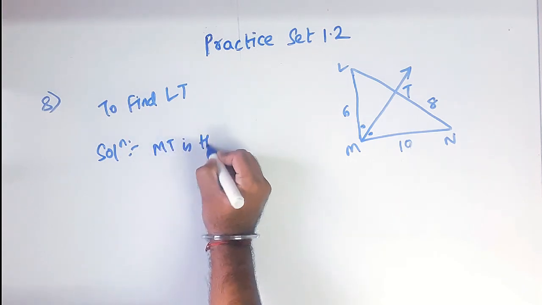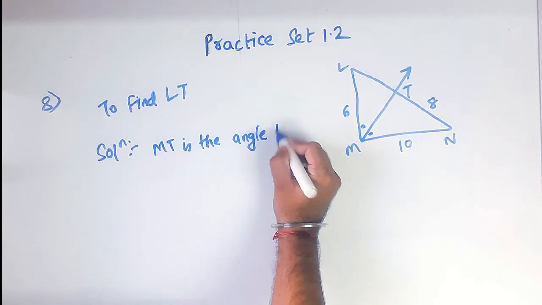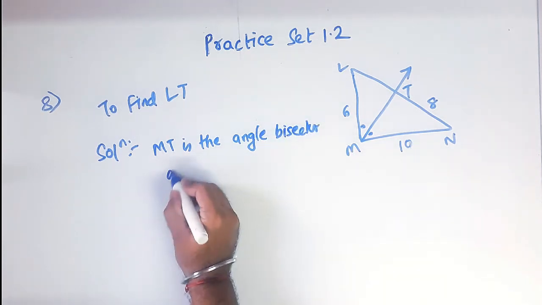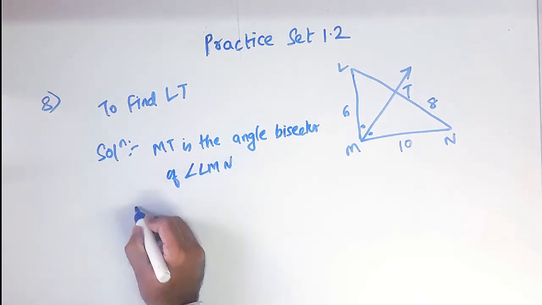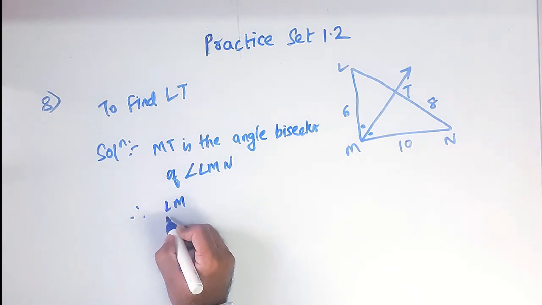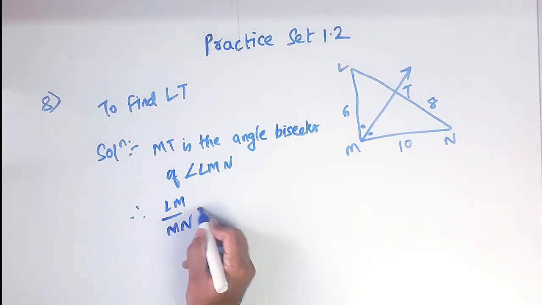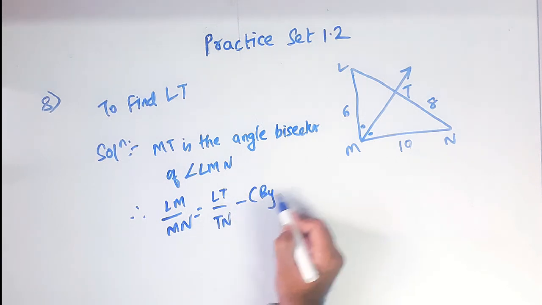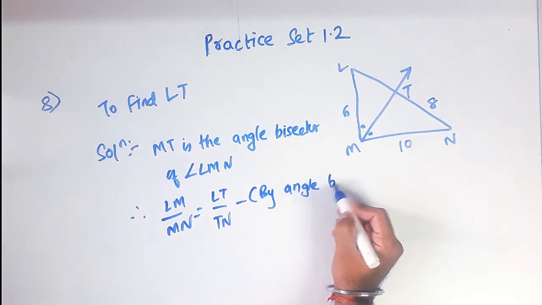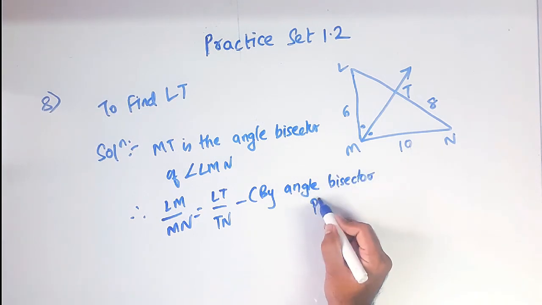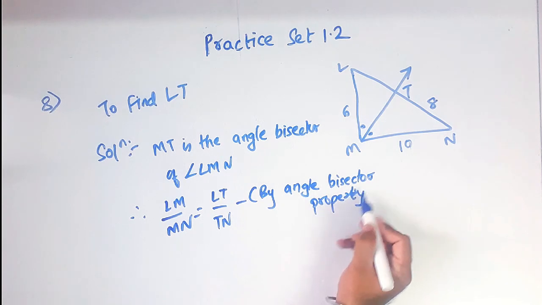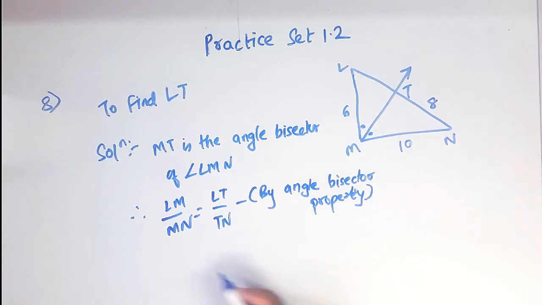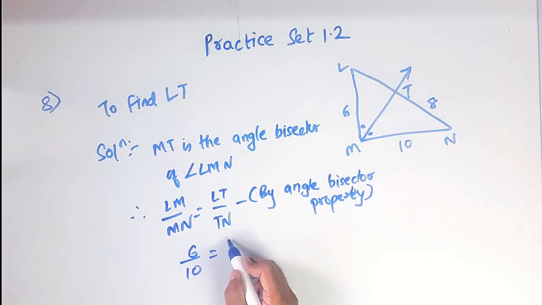MT is the angle bisector of angle LMN. Therefore LM upon MN equals LT upon TN. This is by the angle bisector property. Now substitute their values: 6 upon 10 equals LT upon 8.